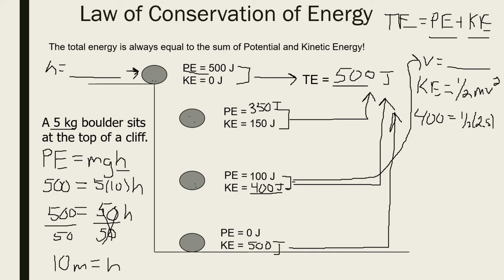2.5 V squared. I do want to solve this out because a lot of people did mess this up in some of the math, so I want to go over this. I'm going to take half of 2.5. So when I do 2.5 divided by 2, I get 400 equals 1.25 V squared. The square just stays on the V. Then we divide both sides by 1.25. So 400 divided by 1.25 is 320.